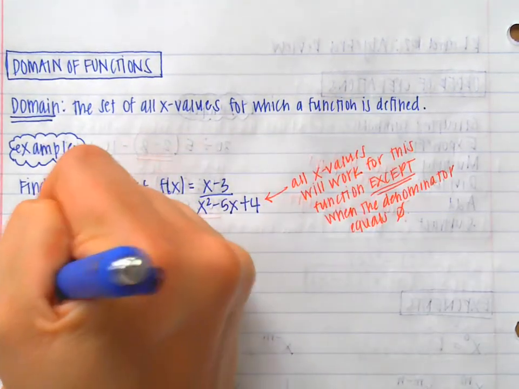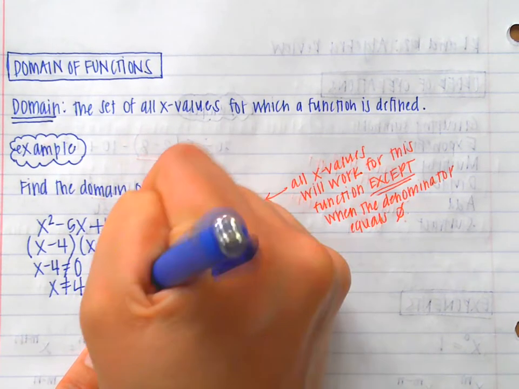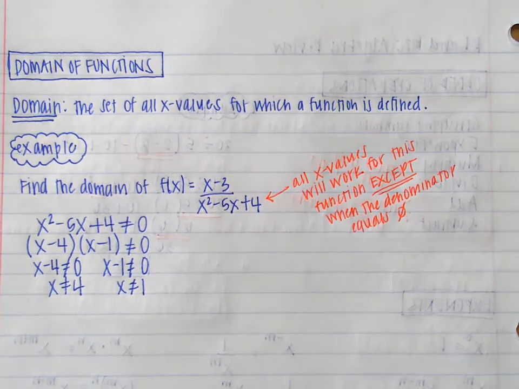So I add 4, and I get x can't be equal to 4. I add 1, x can't be equal to 1. And those are my excluded values. Now, those are my excluded values because when I plug 4 back into the function, the denominator will become 0.